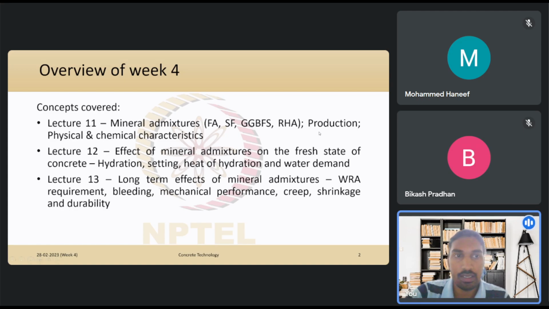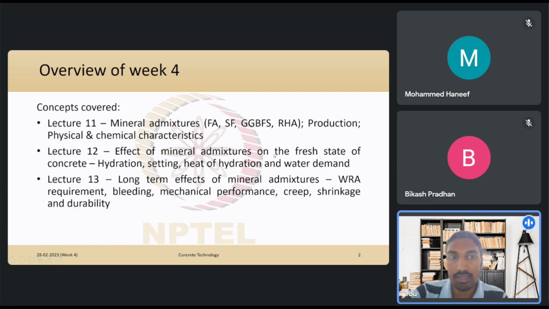We then looked at the production process for some of these mineral admixtures, and also the different physical and chemical characteristics, right? Like what is the size distribution, what is the specific surface, specific gravity, what is the shape of these mineral admixture particles, and also the chemical characteristics in terms of the percentage of different oxides present in these admixtures, and also some of the mineralogical characteristics.